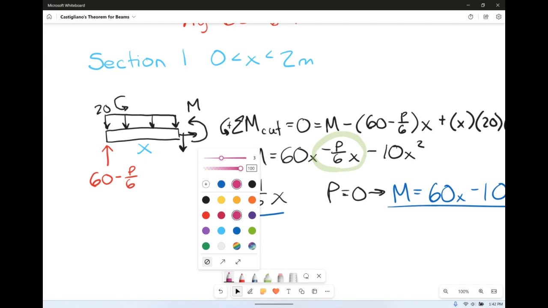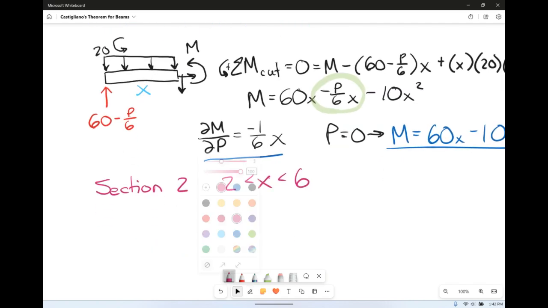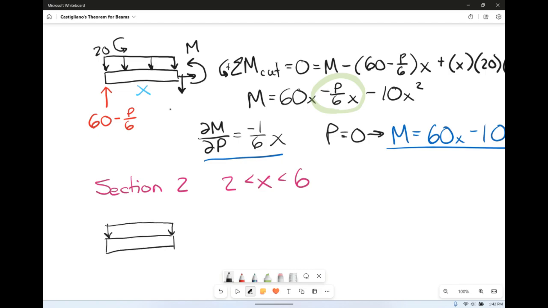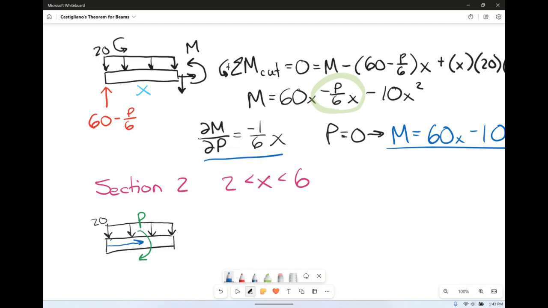Next, we're going to move on and do section 2. Section 2 goes from not 0, he starts at 2 meters and goes all the way to 6 meters. So we need to draw our free body diagram. Remember that we have our distributed load up here, same thing as before, 20 kilonewtons per meter, but don't forget that we also have a point moment of P, and he was a distance of 2 meters.